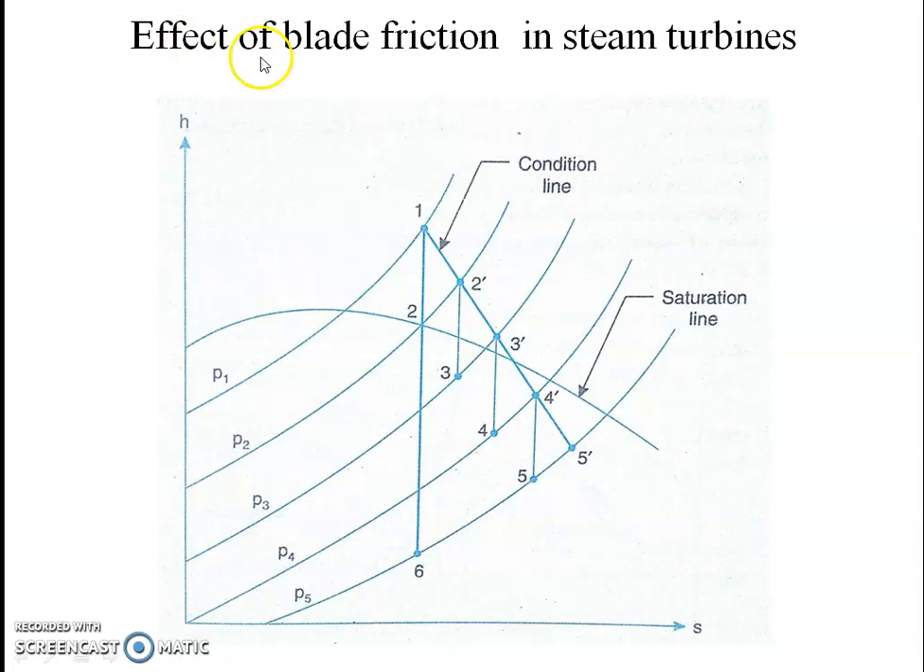Next slide, we have discussed the effect of blade friction in the steam turbine. In the enthalpy-entropy diagram, this line shows the saturation line, with pressures P1, P2, P3, P4, P5. In the ideal condition, the process happens as isentropic expansion in the turbine, process 1 to 2. But in the actual condition, it goes above the saturation line, in the superheated steam region.